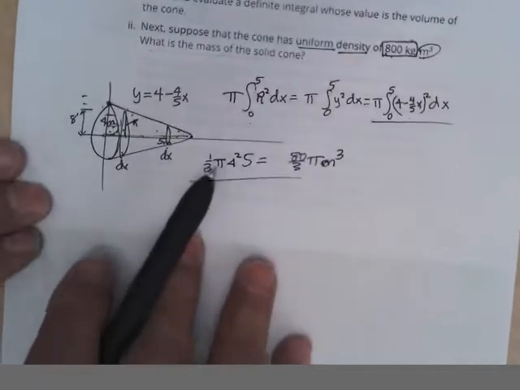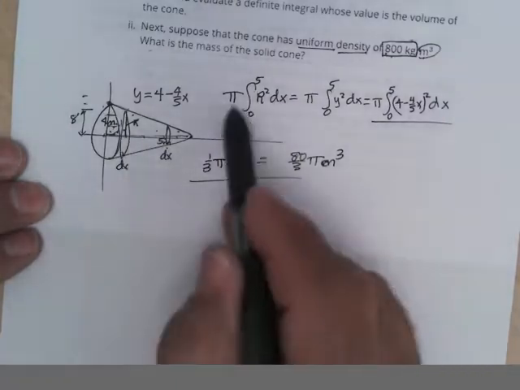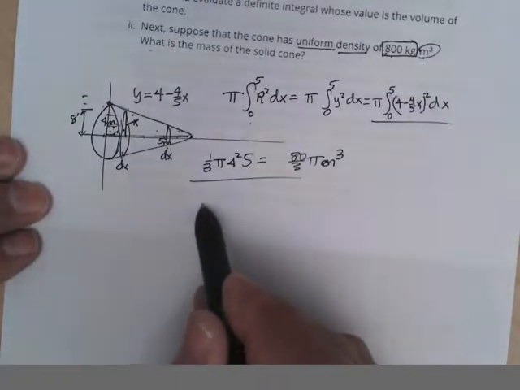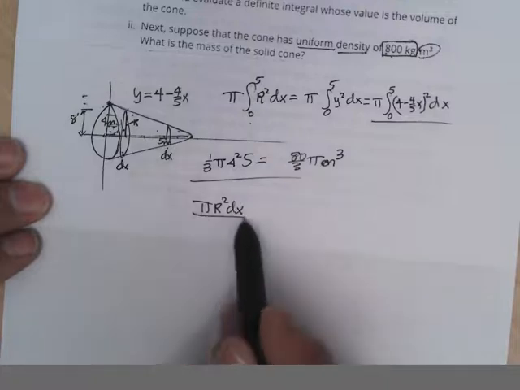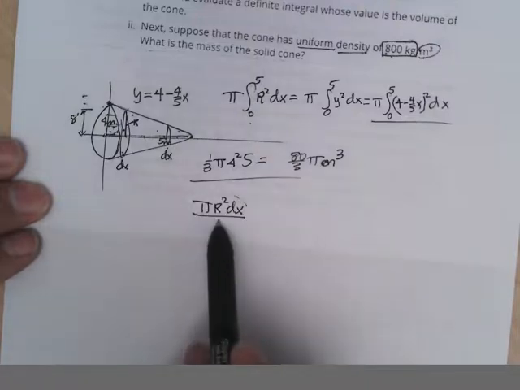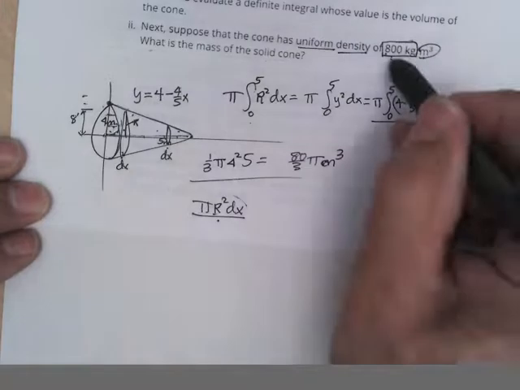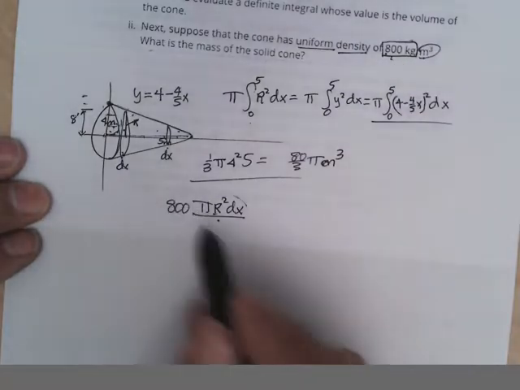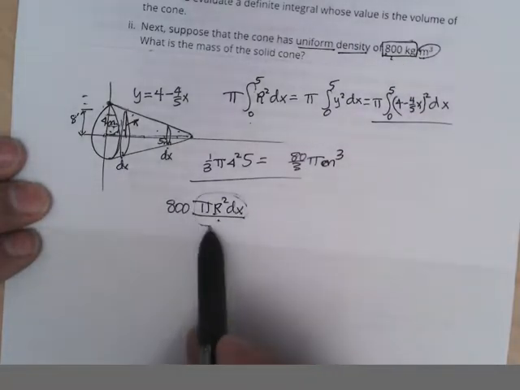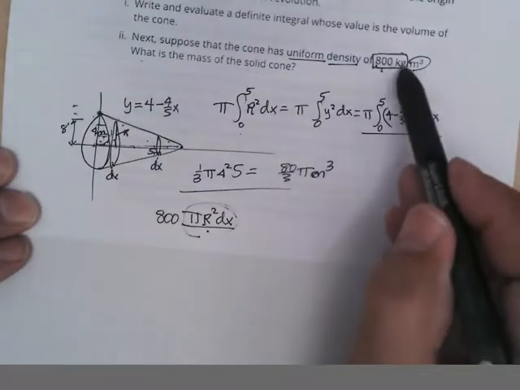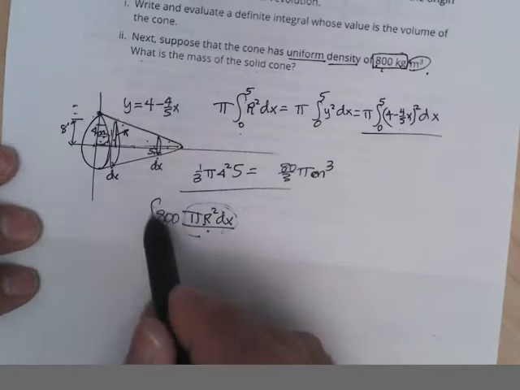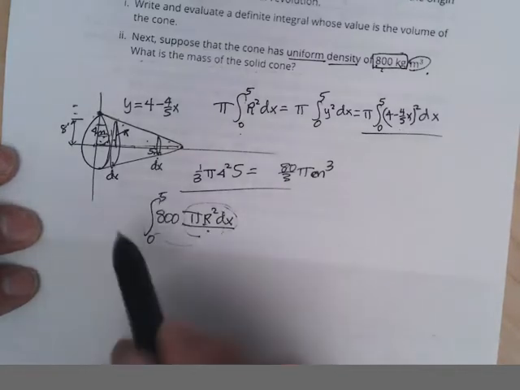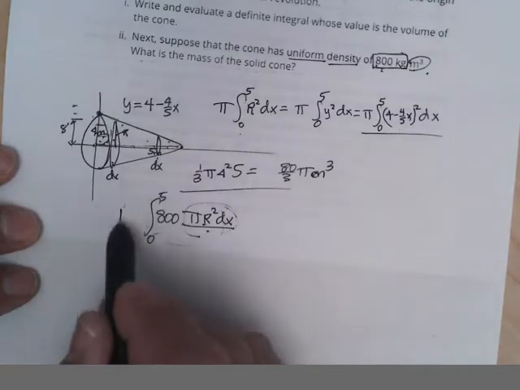Now, how does this work differently? Well, we're going to do pretty much the same thing. We're going to take a slice of it, which is pi r squared dx, and that would be a volume of a slice. We're going to take the volume of the slice times the density, because the volume times density, which is mass per volume, the volumes cancel and we get the mass in there. And we're going to add all those up from 0 to 5, which would give us the total mass.